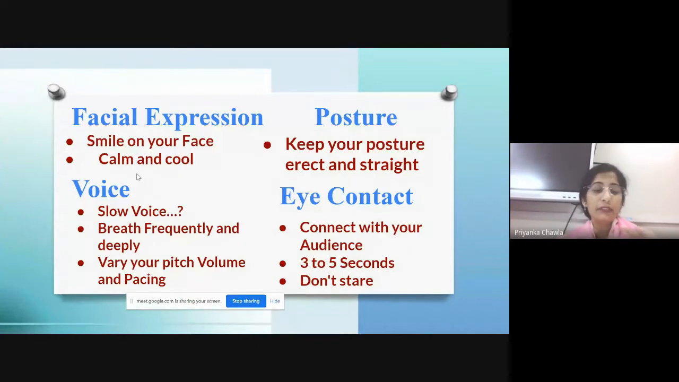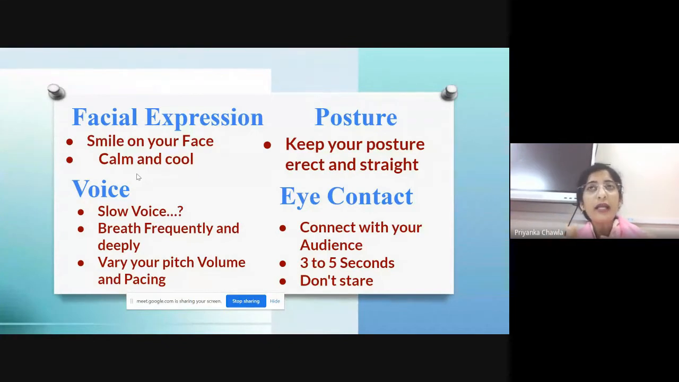Voice. That means slow voice. I told you earlier, do not speak in a monotonous voice. Slow voice is an indication of losing confidence. Vary your pitch volume. Stress on the point which you feel is actually important. Take proper breath while speaking.